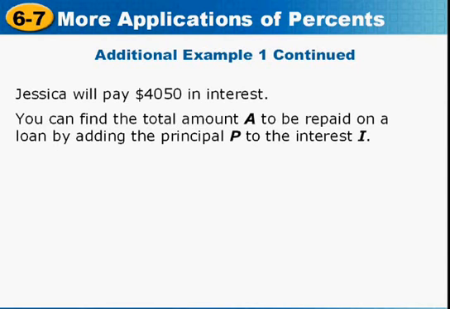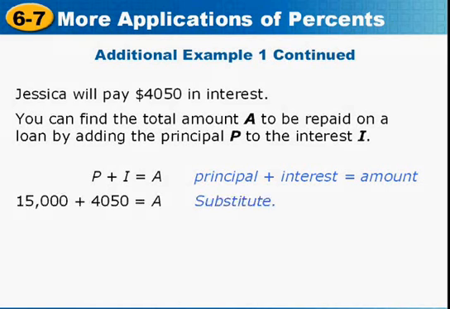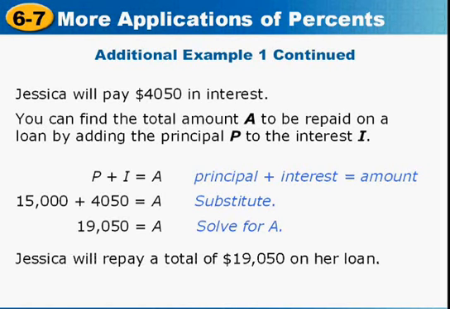She can't get away with that. She still has to pay off the $15,000. So we're going to add the principal and the interest, and we get $15,000 plus $4,050. Her total loan amount after 3 years is going to be $19,050 on her loan. So just because she borrowed $15,000 does not mean she pays back $15,000. She also has to pay back the interest.